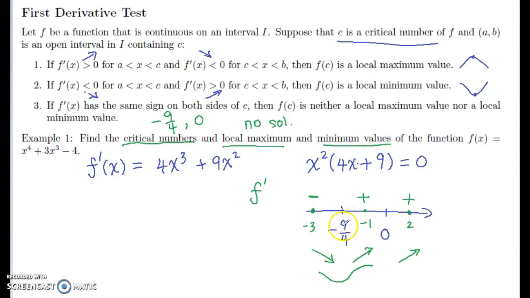Now the local minimum is not negative 9 over 4. It's f of negative 9 over 4. So you find out the value of that. Its value is negative 3211 divided by 256. So that is the local minimum.